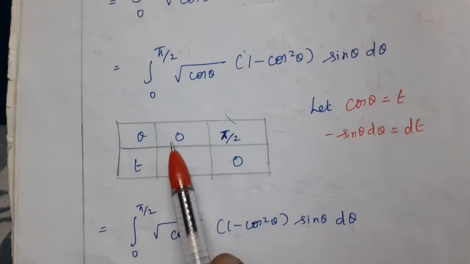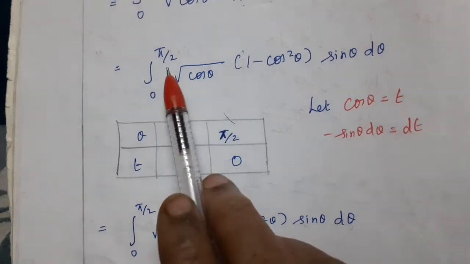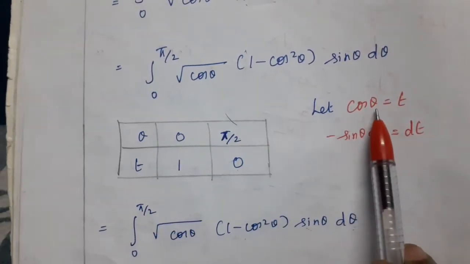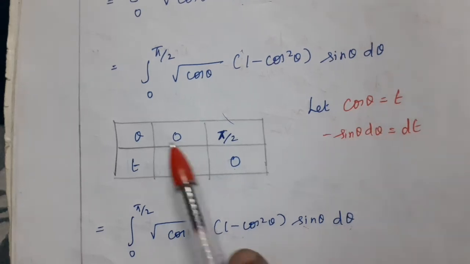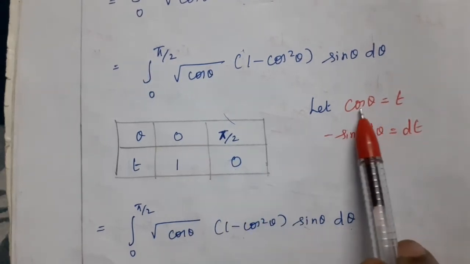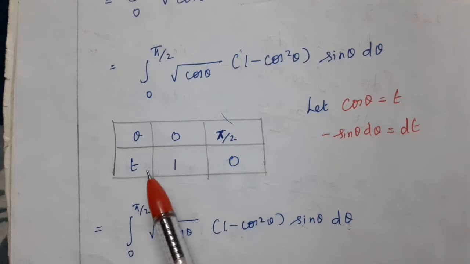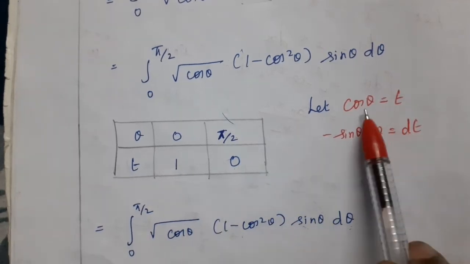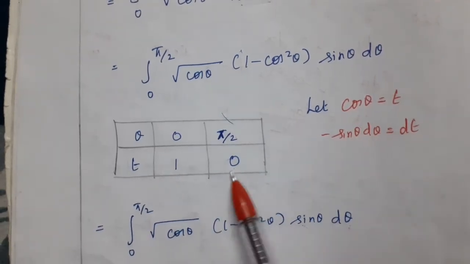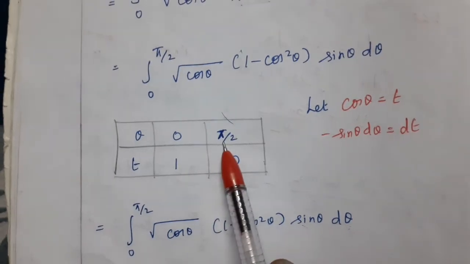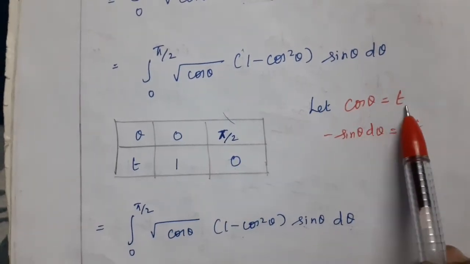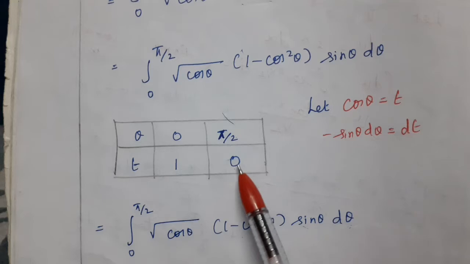Suppose we substitute the limits 0 and pi by 2. First substitute the lower limit: instead of theta, substitute 0. Cos 0 equals 1, therefore t equals 1. Again, substitute theta equal to pi by 2. Cos pi by 2, that is cos 90, is nothing but 0. Therefore t equals 0.